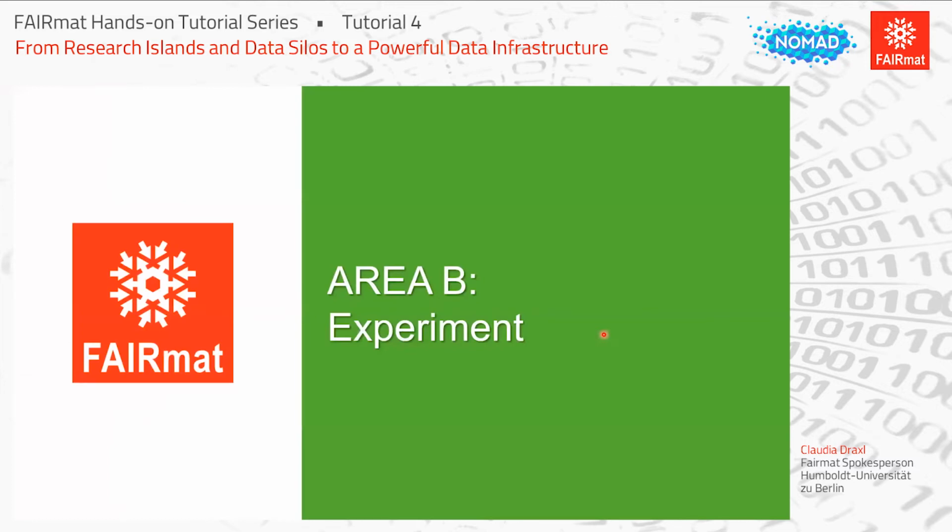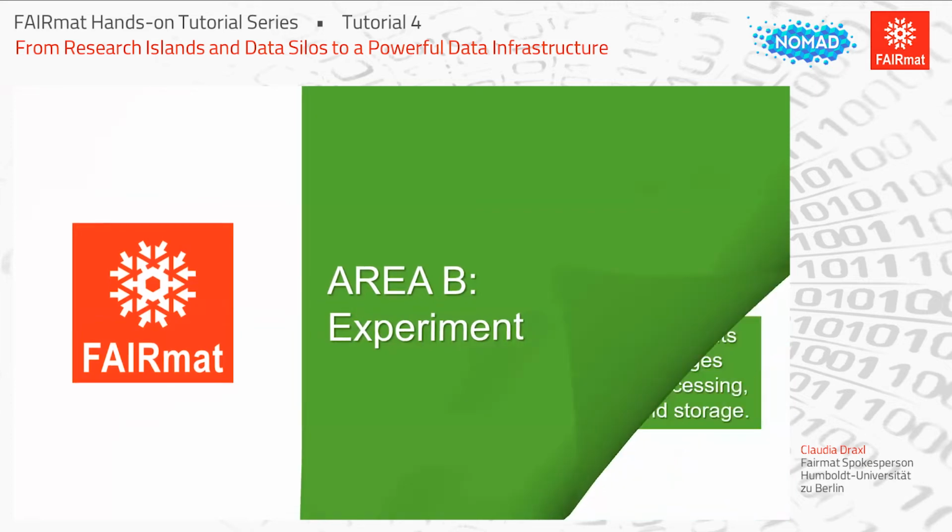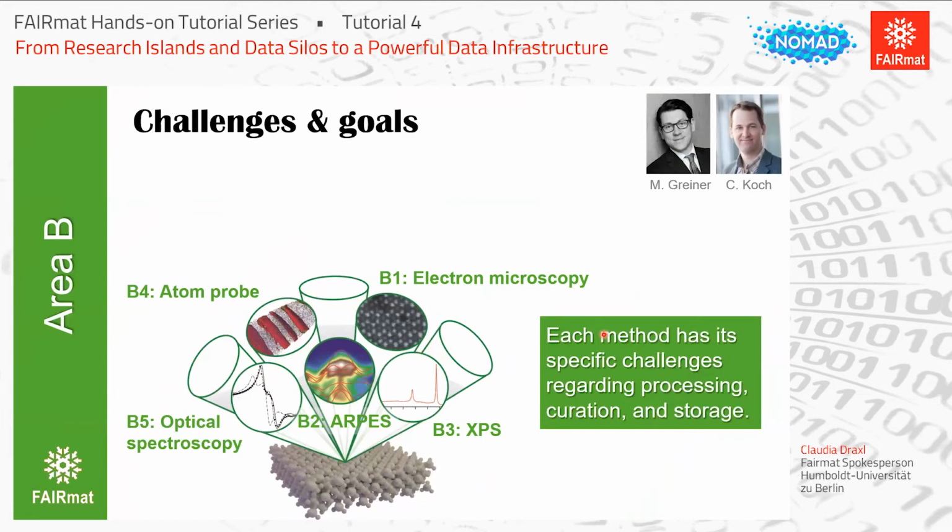So, and with this, I proceed to area B, which is about experiment. And maybe you're the expert already, and you know that we are starting our experimental initiatives with 5 very different experimental probes that give information about different properties of the sample, be it a structure like in electron microscopy or electronic structure, like in angle resolved photo emission. So we start with 5 experimental techniques, which are very different because each of them has specific challenges regarding the 4V and processing and storage and things like that.